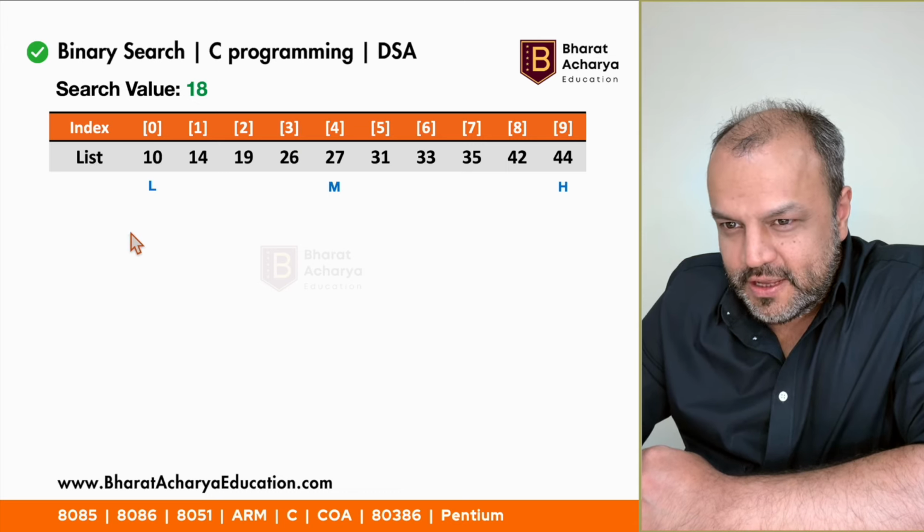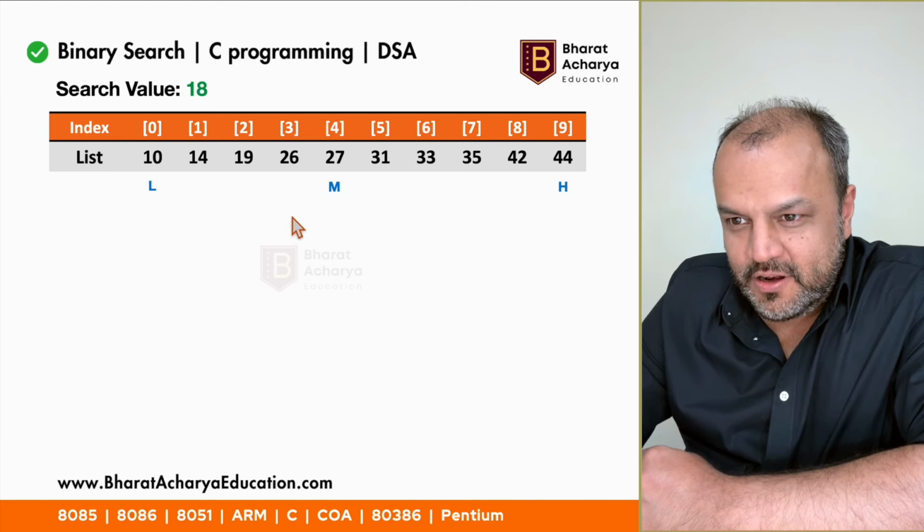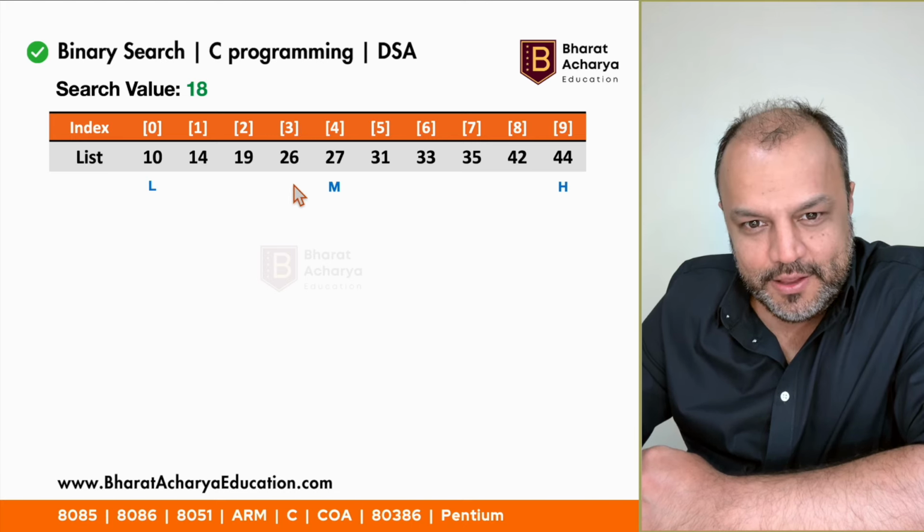By now, this should be crystal clear to you. When I go left, that means low remains the same. High will become M minus 1. So this will be high. Are you clear? M will calculate.